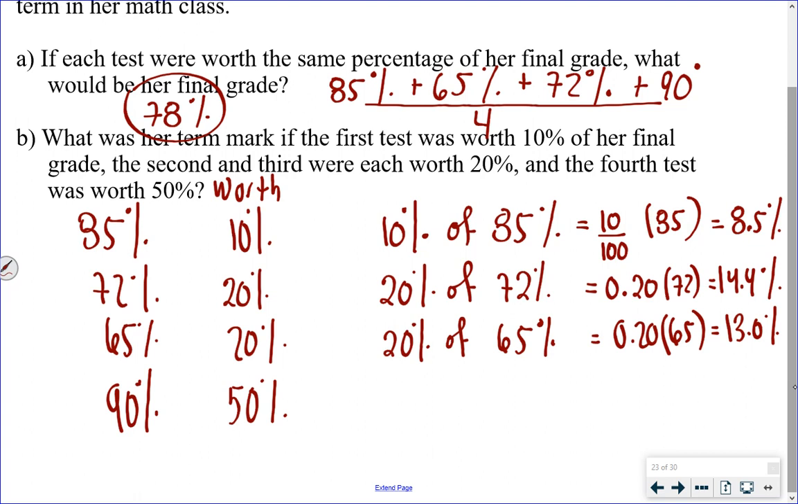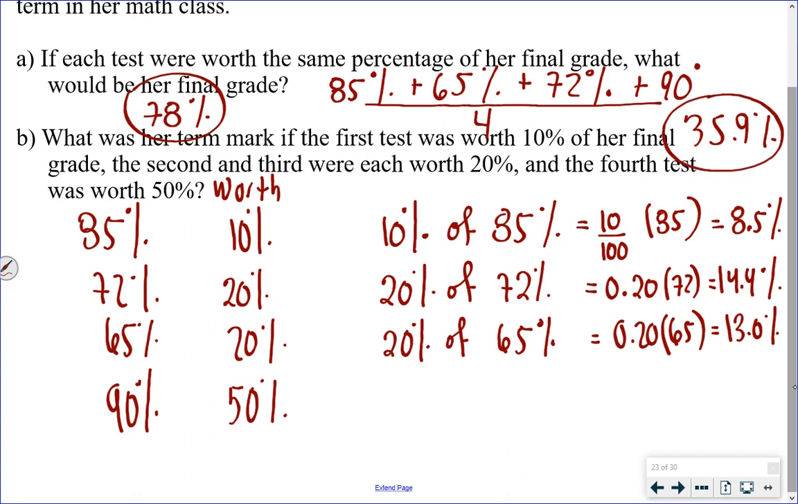Let's just take a break here, a pause, a breather. Can you add up these three amounts that she's accumulated so far? 8.5 plus 14.4 plus 13.0. And tell me what you get. 35.9. So, you don't have to write this down. I just want to talk to you about the numbers.